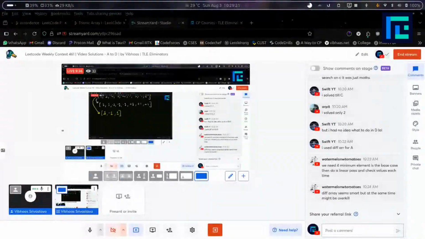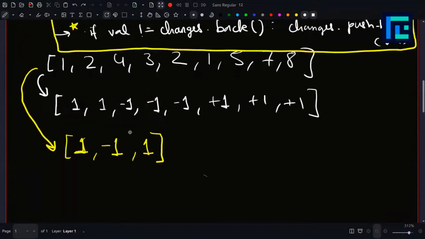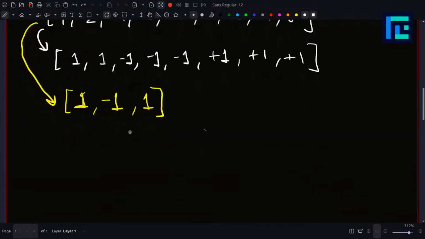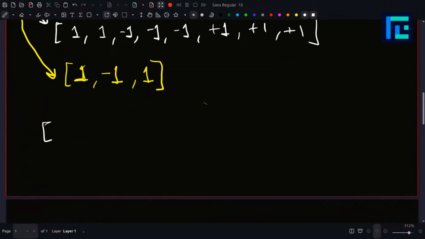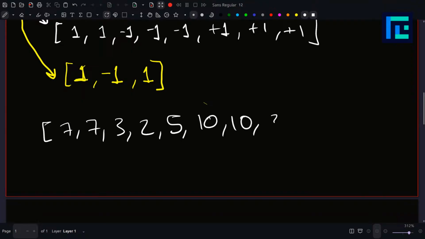Okay. And the reason I'm making an array like this is from intuition from past problems. I've seen that it helps simplify problems like this. Okay. Now I'll show you another array and show you how this works. So let's say we have 7, 7, then 3, then 2, then 5, then 10, 10, 3, 2.